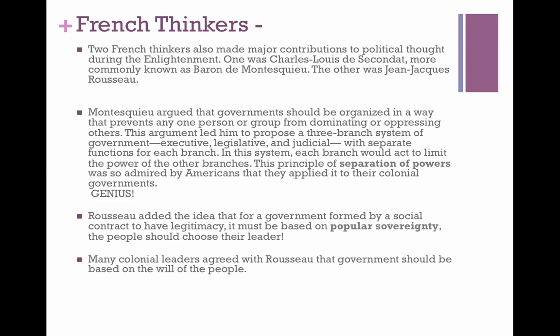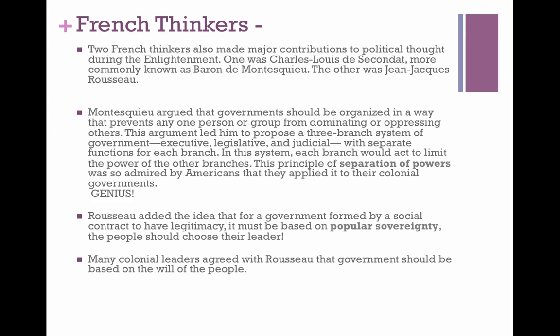The next two that we're going to look at are French thinkers, first being Montesquieu and the other being Rousseau. And they definitely contributed with their political thought to the foundations of our government. So Montesquieu argued that government should be organized in a way that prevents any one person or group from dominating or oppressing others. And his argument then led to the proposal of a three-branch system of government: executive, legislative, and judicial, each having separate functions for each branch. And in this system, each branch would act to limit the power of the other branches.